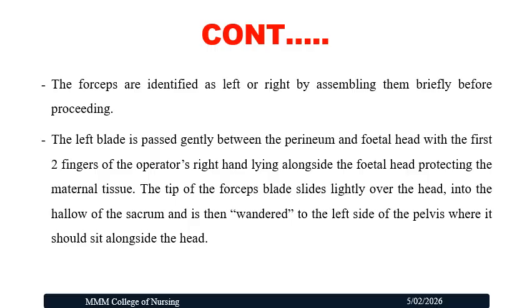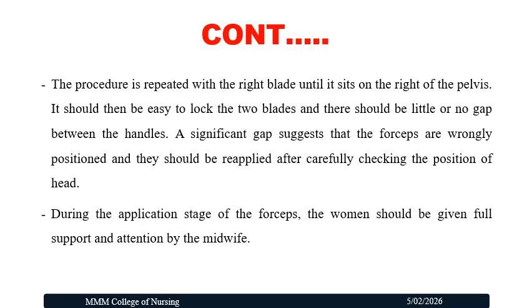The tip of the forceps blade slides lightly over the head into the hollow of the sacrum and then wanders to the left side of the pelvis, where it should sit along the side of the head. The procedure is repeated with the right blade until it sits on the right of the pelvis.